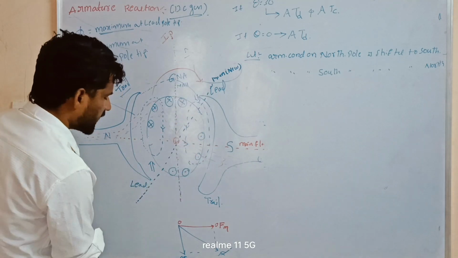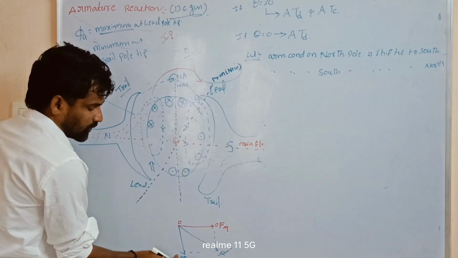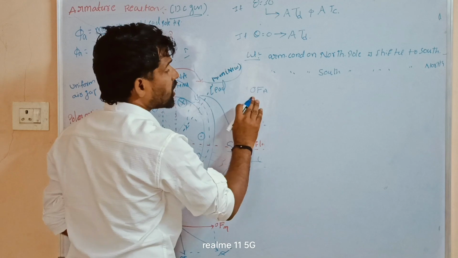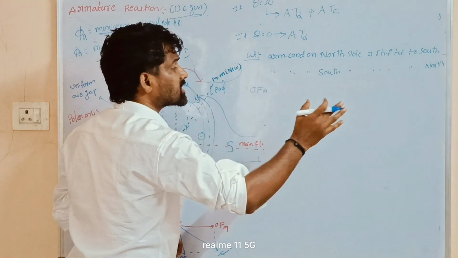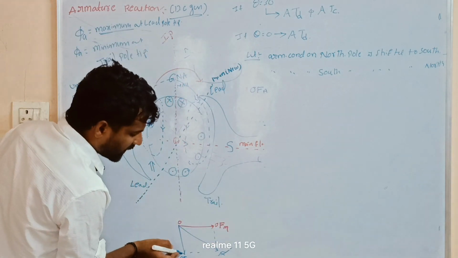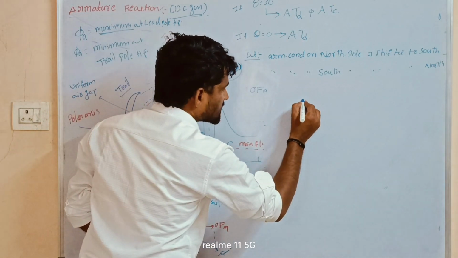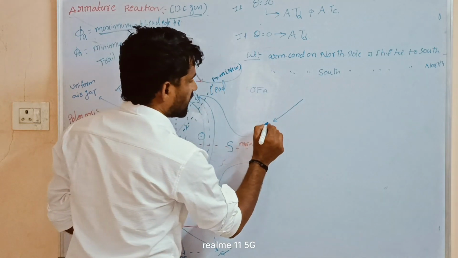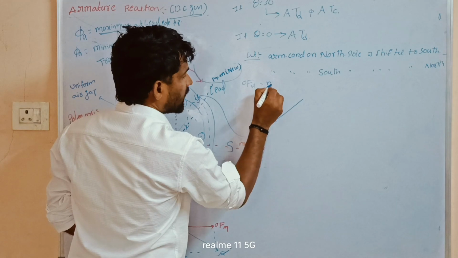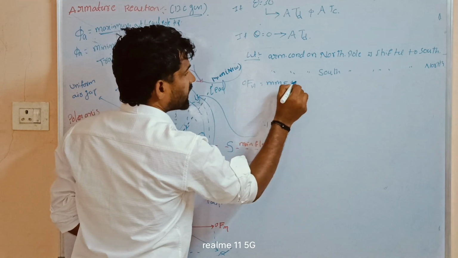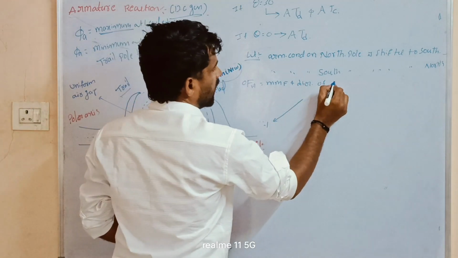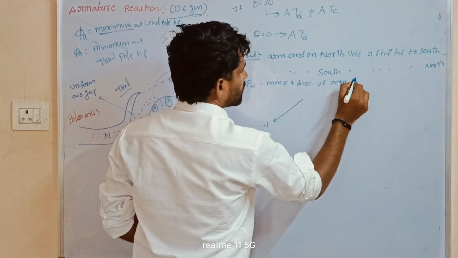What happened? Automatically the armature MMF axis OA, so the direction of the MMF of the armature flux also changes to some other direction. What happened in this case? It was exactly the perpendicular axis, but now it has taken some other axis. So OFA is nothing but the MMF and direction of the armature flux.